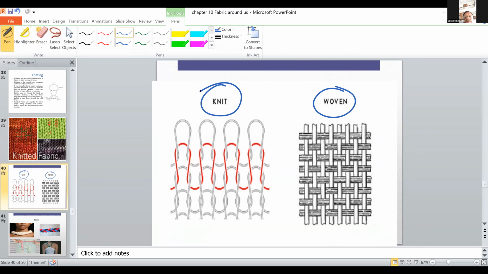Sana, switch on the camera. Are you there? Okay. In weaves, the lengthwise yarns are called as? Lengthwise yarns. Let's try. Warp yarns. Very good. The warp yarn.